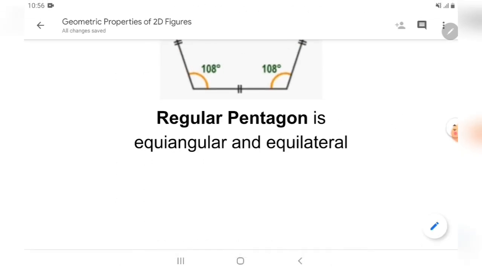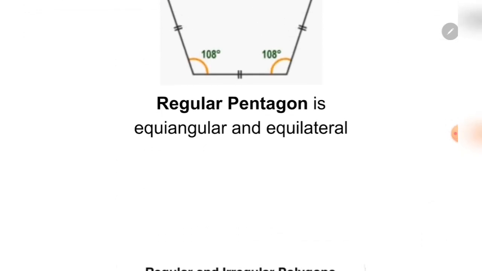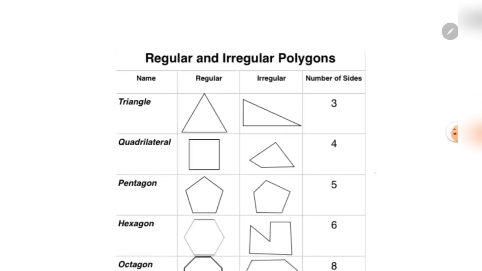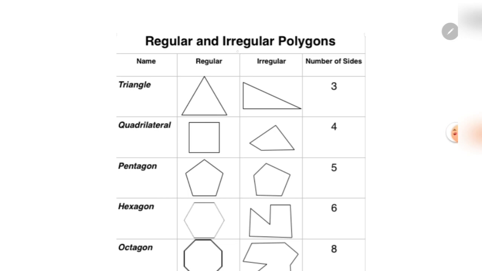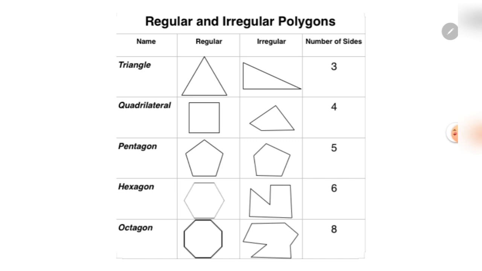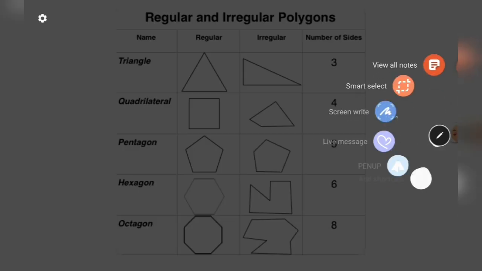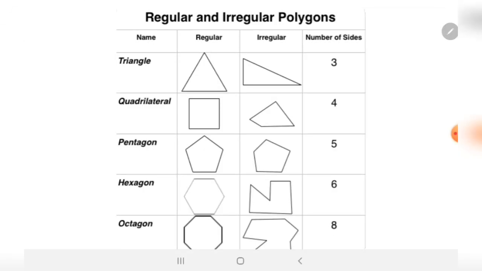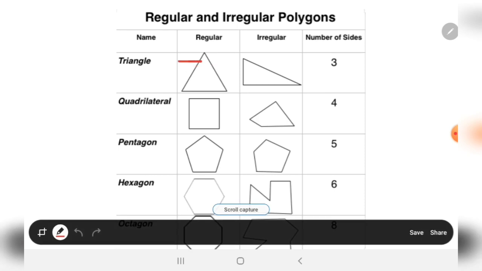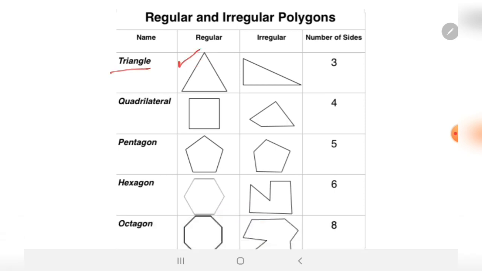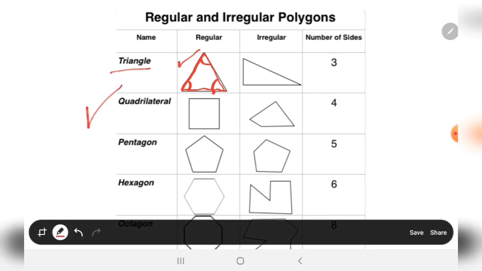Regular and irregular polygons. We know that regular is equiangular and equilateral. And then how about the irregular? Irregular is not a regular polygon. For example, in a triangle, we have a regular triangle, where the sides are all equal and the angles are all equal.